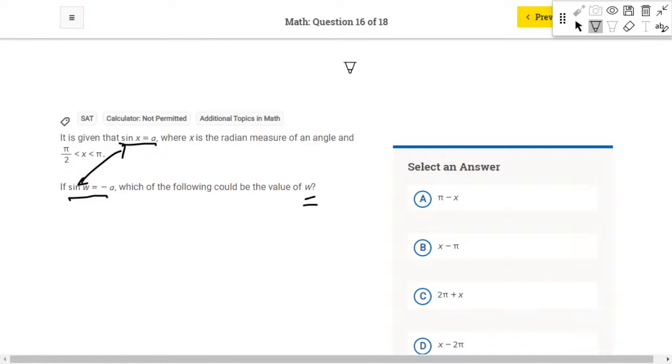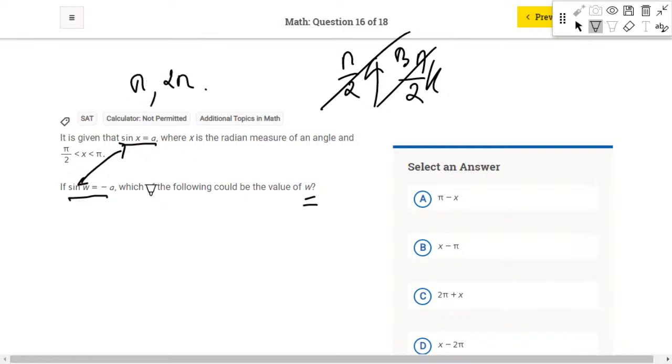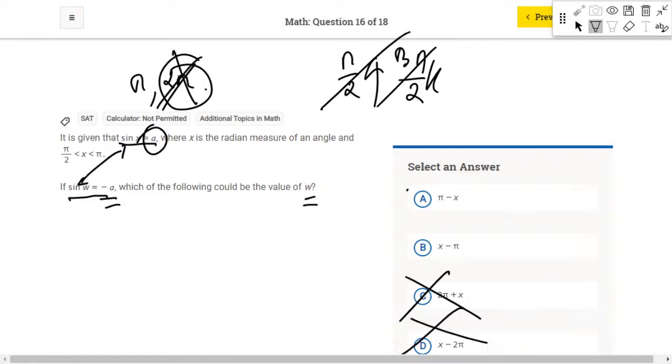As I said already, it's not pi over 2 or 3 pi over 2 or any of their multiples, right? So it should be either pi or 2 pi. But if we do something with 2 pi, it never changes. Whatever you add or subtract, 2 pi, the answer shall not change. So we see it was a, and it happened to be minus a. Then it's not 2 pi. We get rid of these answers, and we are left with this.